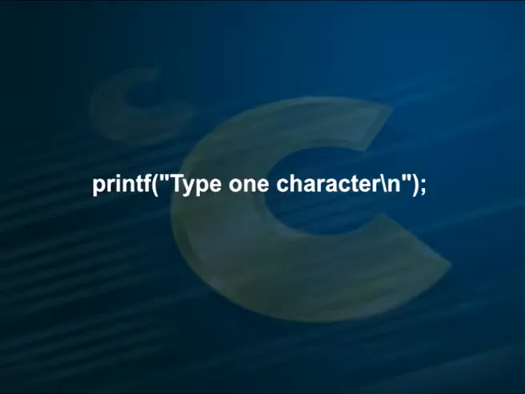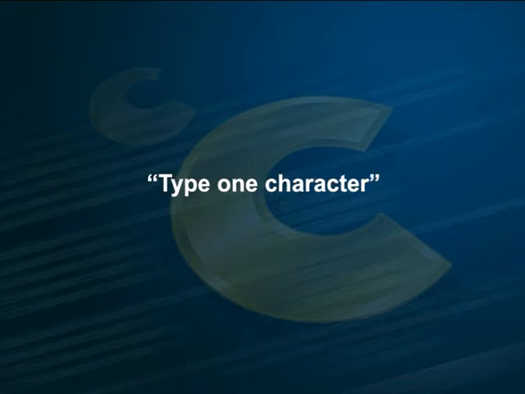Let us take a quick look at how these functions work in the sample program that we saw. As we have seen in earlier modules, the line printf("type 1 character\n") prints the text "type 1 character" on our display, and the cursor goes to the next line.